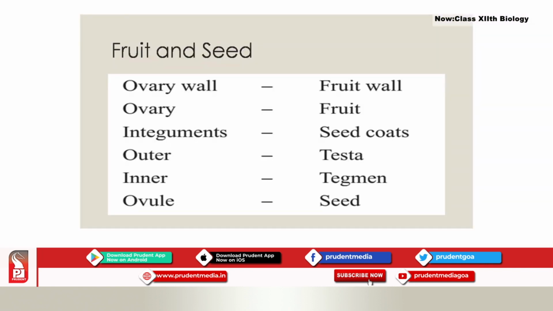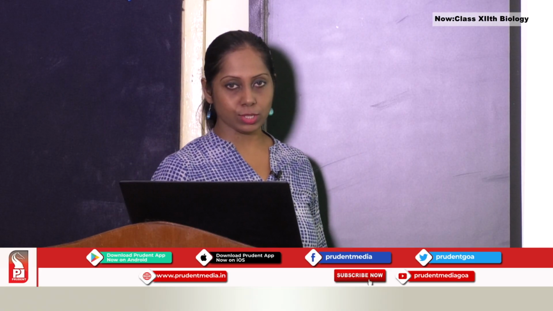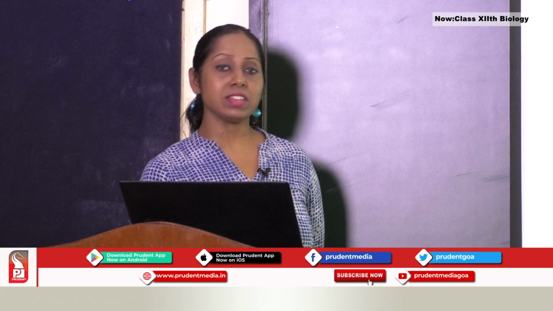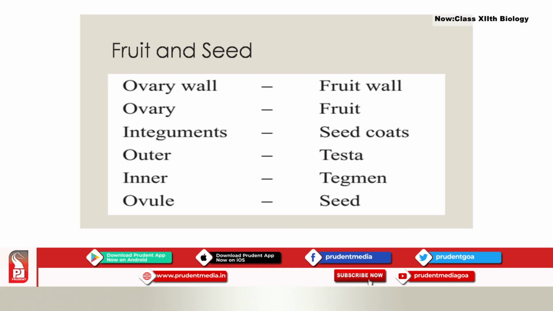Let's now discuss the terms which are now going to be changed. So after fertilization occurs and embryogenesis begins, you will also notice that there are changes that take place in the ovary and the ovule as well. So what happens as the embryogenesis is progressing inside the ovule, students? You will see that the ovary wall becomes the fruit wall. It is also known as the pericarp. What is the ovary wall going to get transformed into? It gets transformed into the fruit wall, also known as the pericarp.